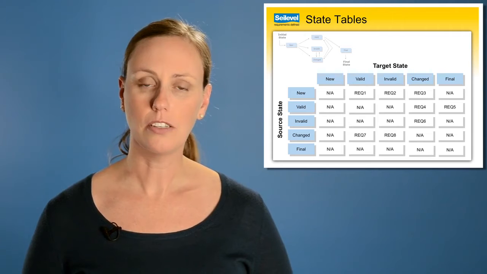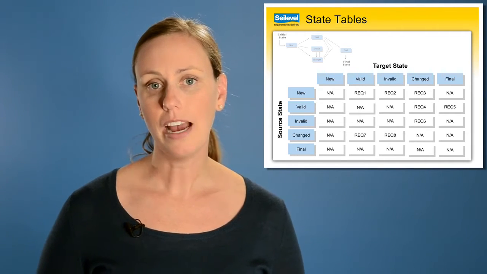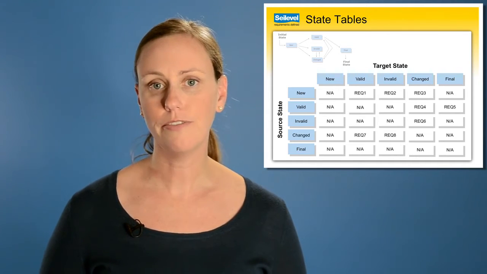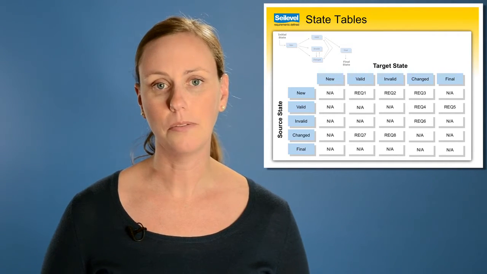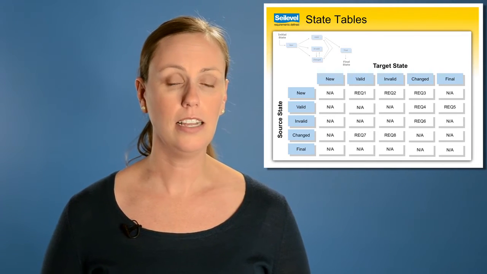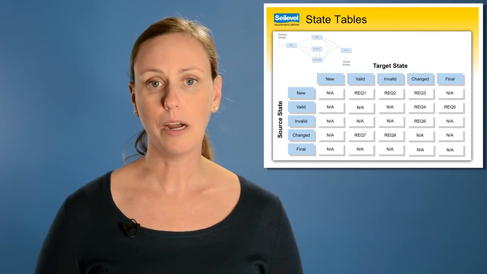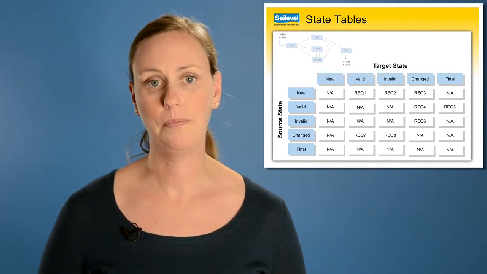So we put those states across the top and down the left of our grid. In each box, we ask, is it valid to transition from the row title to the column title? If so, as in this example, we would put an X in the box that marked that transition so that we can later detail the requirements about that transition outside of the table.